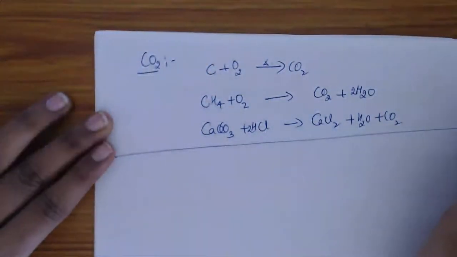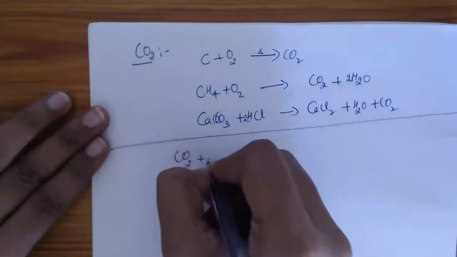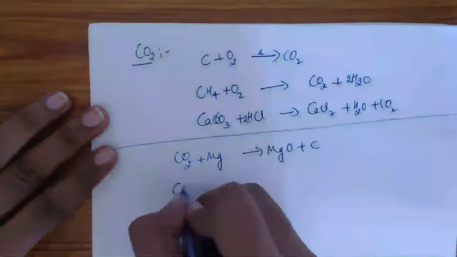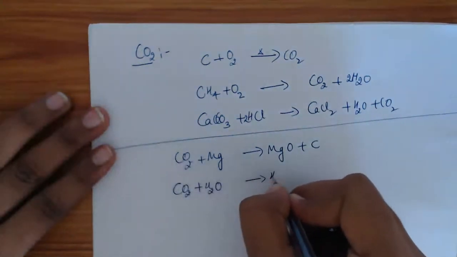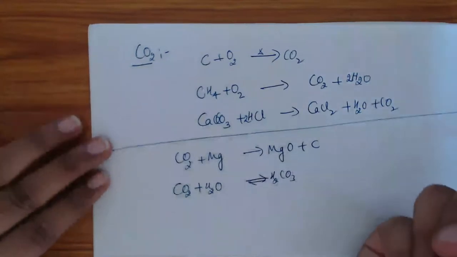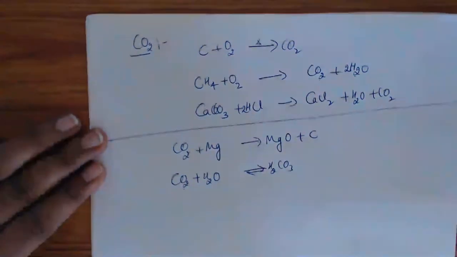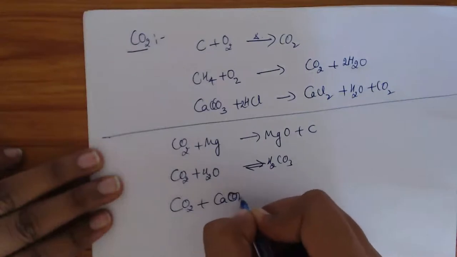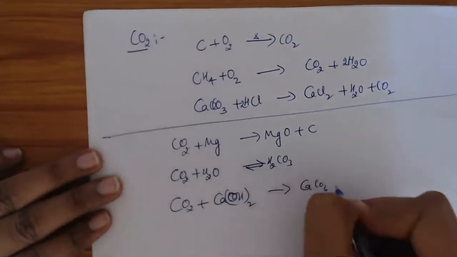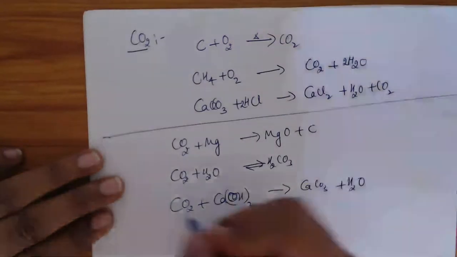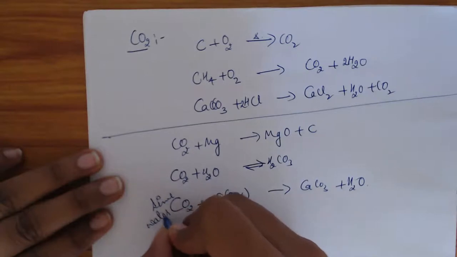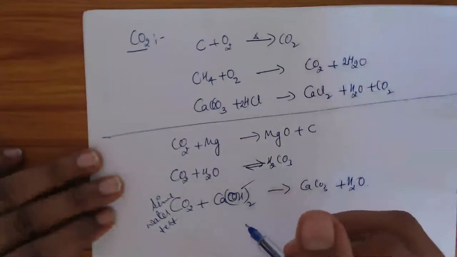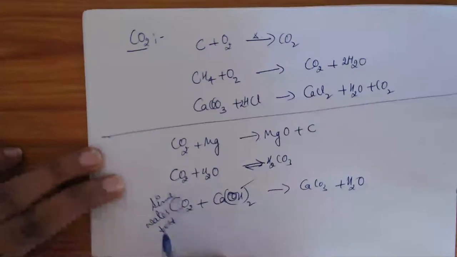The chemical properties of this CO2: if CO2 reacts with Mg, it forms MgO plus C. If CO2 reacts with H2O, it forms H2CO3. This is an equilibrium reaction, the forward as well as the backward reaction is favored. Okay, this CO2 reacts with Ca(OH)2, then it forms CaCO3 plus H2O. This is the lime water test. So this is lime water. As I told you, the aqueous solution of calcium hydroxide is called as what? Lime water. In salt analysis, you will do the lime water test.